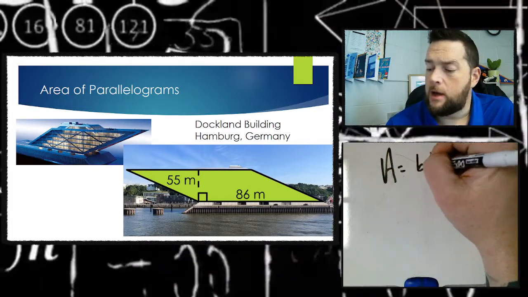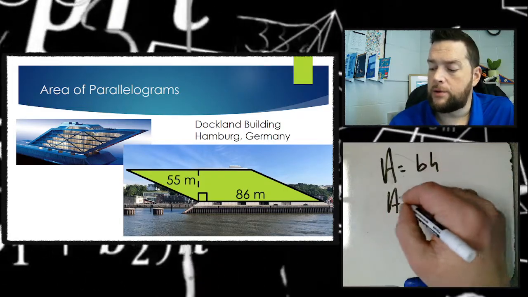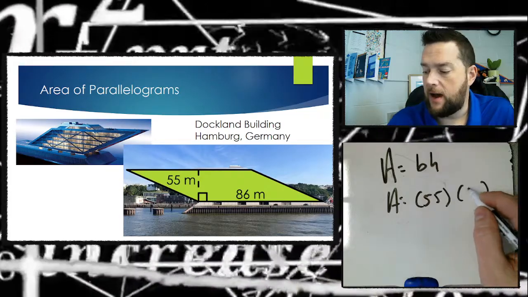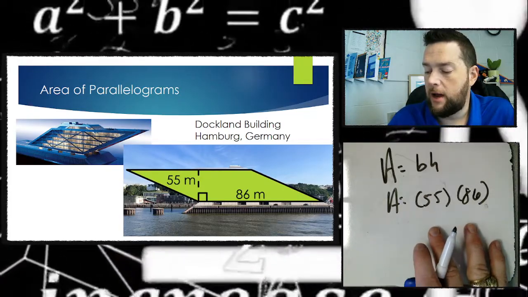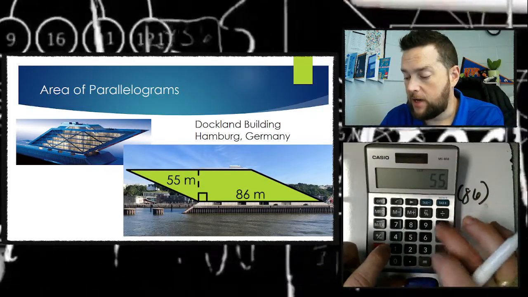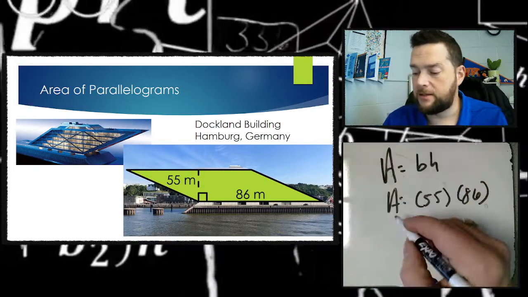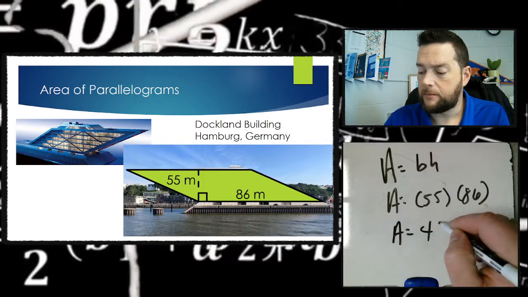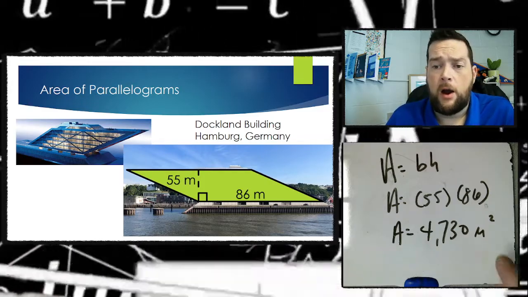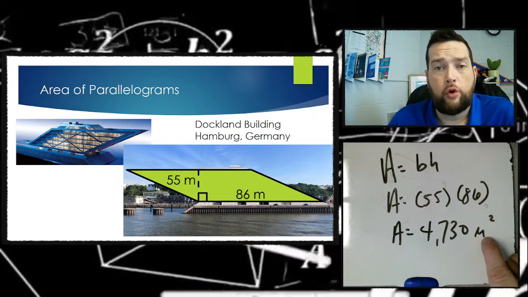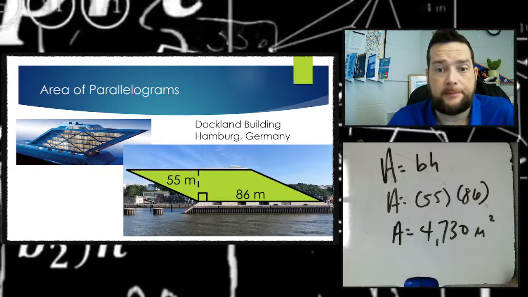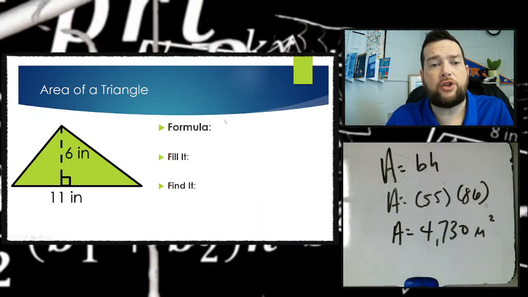Again, we have area equals BH, so area equals parentheses times parentheses, and in one of the parentheses I've got 55 and in the other I've got 86, all right? Then I go about multiplying those. 55 times 86, that's 4,730. And it looks like it's meters, and we have squared. With area, we're always going to want to include our units to the power of 2, units squared, just like that. All right, let's move on to triangles.